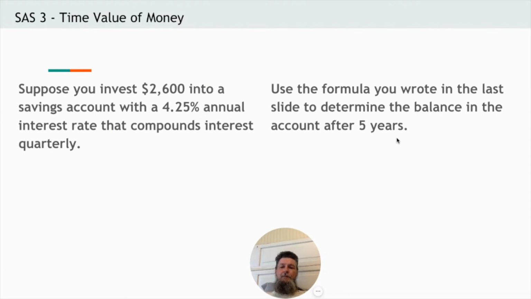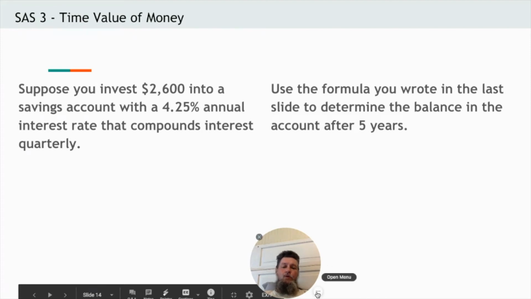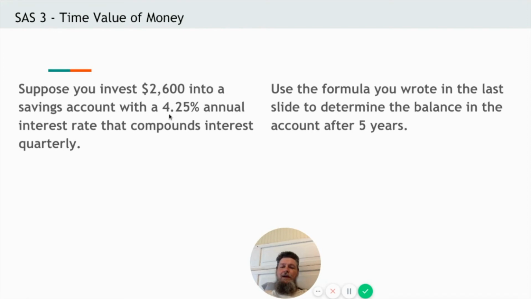So let's back up. Suppose you invest $2,600 into a savings account with annual interest rate that compounds interest quarterly. Okay? Use the formula you wrote in the last slide to determine the balance in the account after 5 years. So, PV, present value, $2,600. I, 4.25%, we'll write that in decimal form, or 0.0425. T is 5 years. It compounds quarterly, so N is 4.